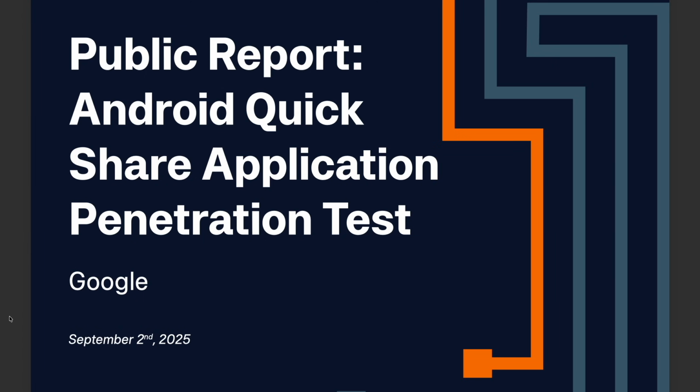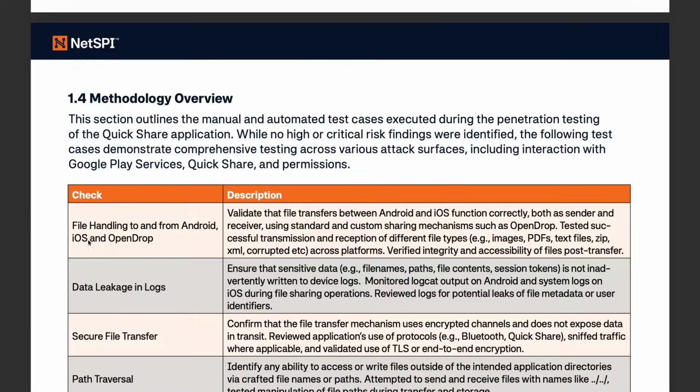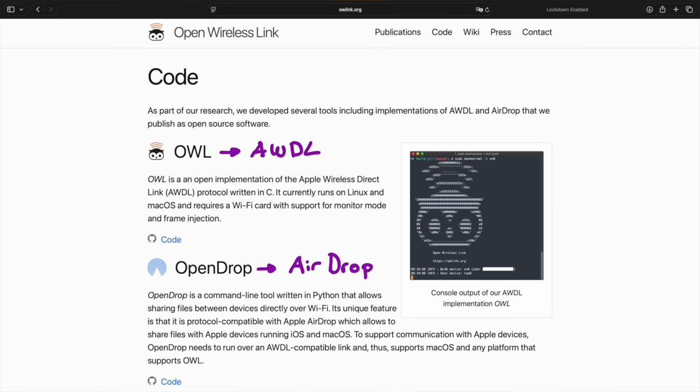There's a Pentest report on an early version of Google's AirDrop implementation. In this report, they claim that they tested Google's implementation with Apple devices as well as OpenDrop. OpenDrop is an open-source reimplementation of AirDrop. On the lower layers, it uses Open Wireless Link, a reimplementation of AWDL. As the only finding, this report claims that logging exposes private information.